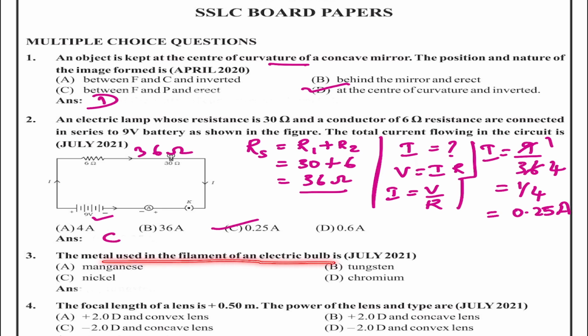Coming to the third question, the metal used in the filament of an electric bulb is. It is option B, tungsten. It was asked in July 2021, that is the supplementary exam. In every question, you can see in which year it was asked.